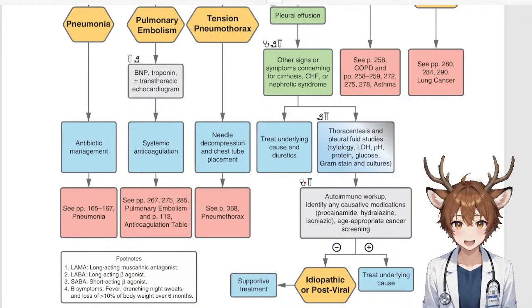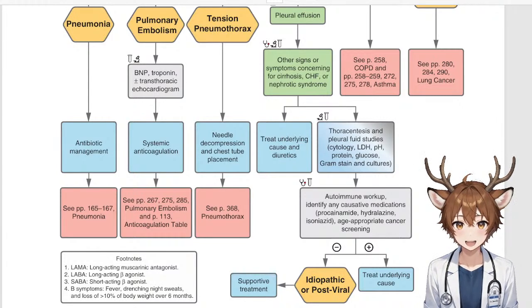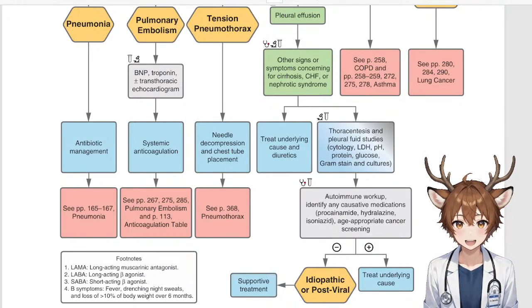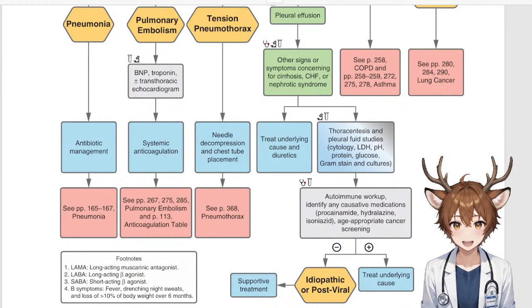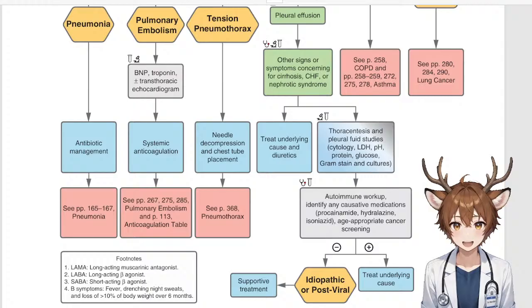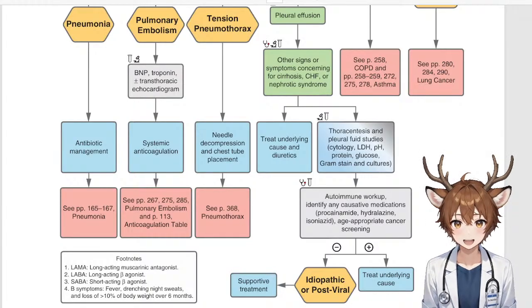I guess the other option, it says here, is thoracentesis and pleural fluid studies: cytology, LDH, pH, protein, glucose, Gram stain, and cultures. You do an autoimmune workup, identify any causative medications, procainamide, hydralazine, isoniazid, age-appropriate cancer screening, and then plus or minus, if it's positive for that, you treat the underlying cause, okay. If it's negative for that, it's idiopathic or post-viral origin, in which case give supportive treatment.